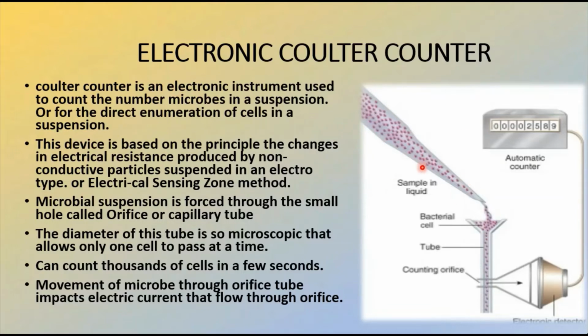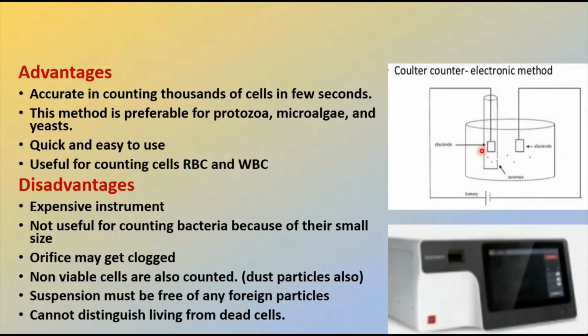This instrument, the electronic Coulter counter, uses the principle for particle counting, also known as the electrical sensing zone method. In this method, the microbial suspension is passed or forced through a small hole called an orifice. On both sides of the orifice, two electrodes are going to be there.